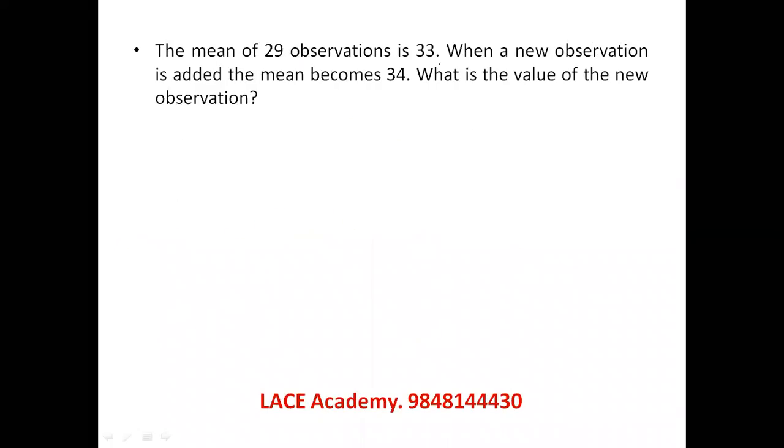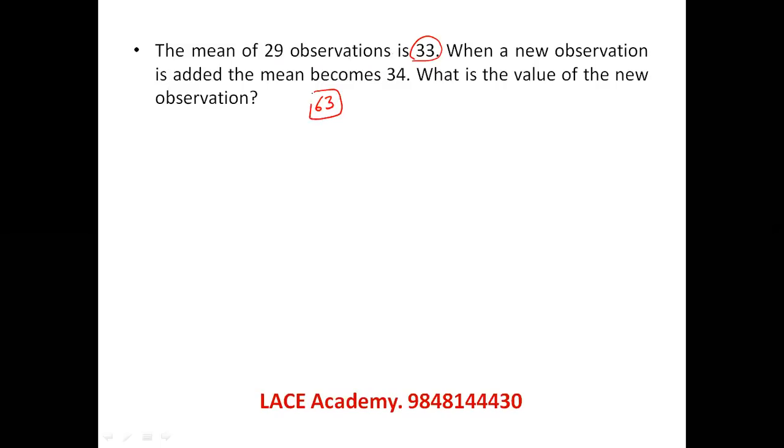Mean of 29 observations is 33. Actually, this is a question that is repeated from the previous slots. Same question with same values. 29 values, average is 33. A new value, 30th value is coming, average is increasing by 1. So if every value increases by 1, 30 values will increase by 30. So the new value has 30 extra than the original average 33. So 33 plus 30 becomes 63.